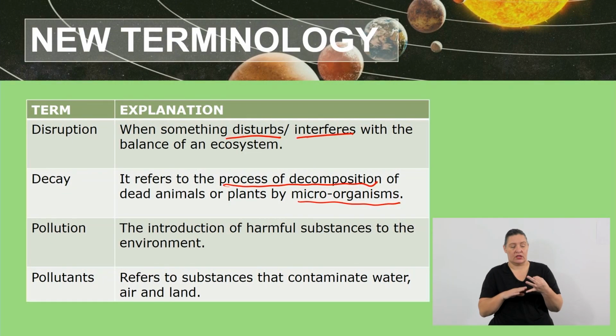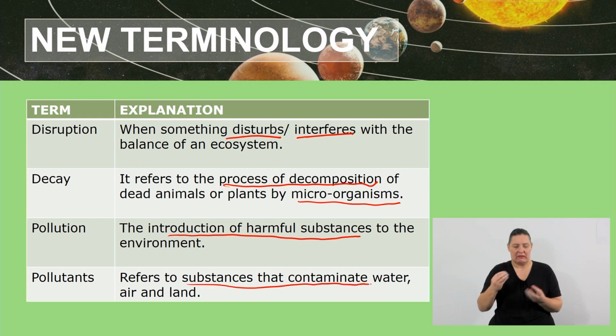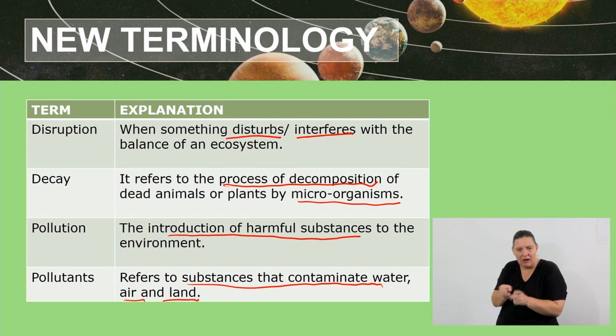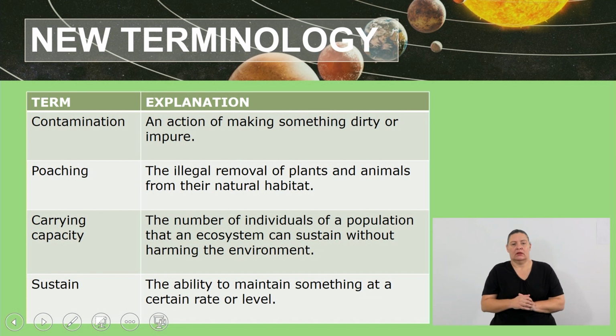The third word is pollution. Pollution is the introduction of harmful substances to an environment. And then we have pollutants. Pollutants refers to substances that contaminate water, land, and air. So pollution is when you are introducing harmful substances, and a pollutant is the actual substance that is being introduced into an environment. So you should not confuse the two. Right, our next term is contamination, which is an action of making something dirty or impure.